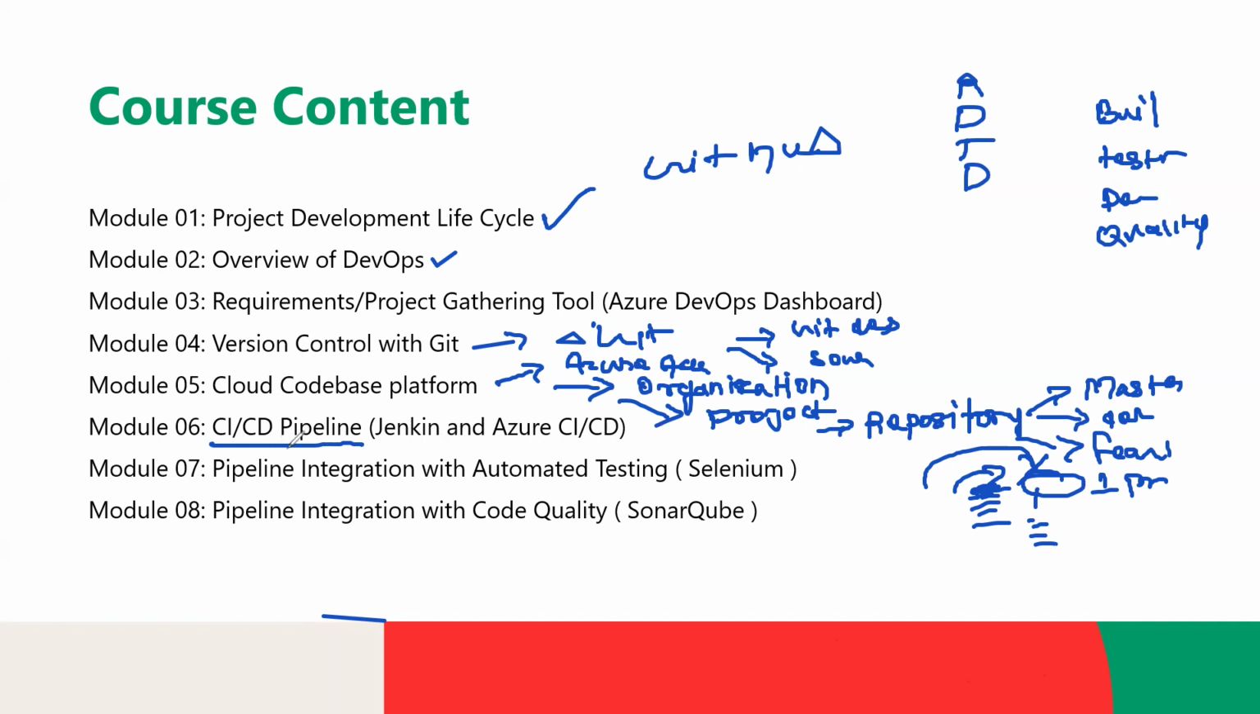First we will develop some basic pipeline, and then we will integrate this pipeline with automated testing, using Selenium. We will automate the testing process within this pipeline, and we will integrate SonarQube also. In this CI/CD pipeline, we will integrate the testing automation and the code quality review using SonarQube. All those integrations we will do inside this CI/CD pipeline. Till this point in this course overview, if anyone has any question, you can ask.